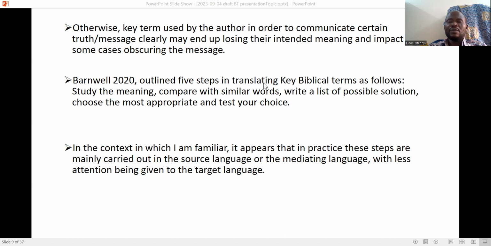As earlier noted, Banwell 2020 outlined 5 steps in translating key biblical terms as follows. Study the meaning of the term, compare the term with similar words, write a list of possible solutions, choose the most appropriate, and test your choice. In the context in which I'm familiar, it appears that in practice, these steps are mainly carried out in the source language or in a mediating language like English, with less attention being given to the target language.